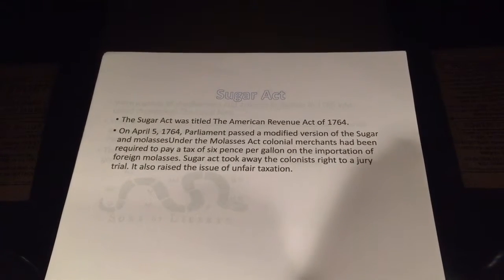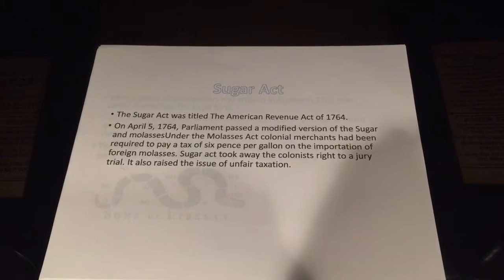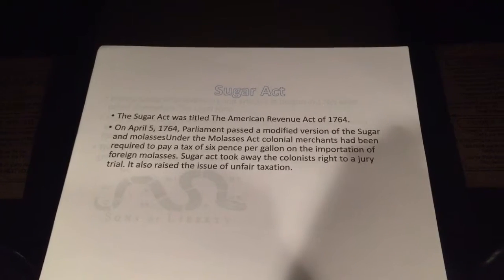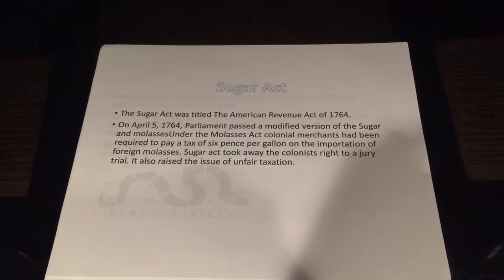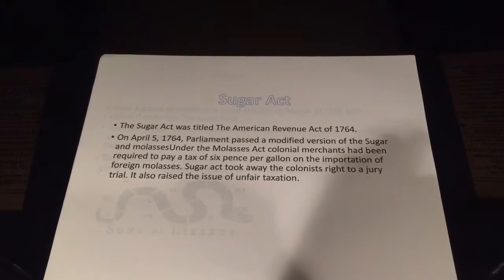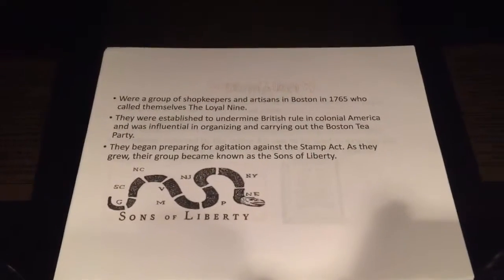Sugar Act. The Sugar Act was titled the American Revenue Act of 1764. On April 5, 1764, Parliament passed a modified version of the Sugar and Molasses Act. Under this act, colonial merchants had been required to pay a tax of 6 pence per gallon on the importation of foreign molasses. The Sugar Act took away the colonists' right to a jury trial and also raised the issue of unfair taxation.